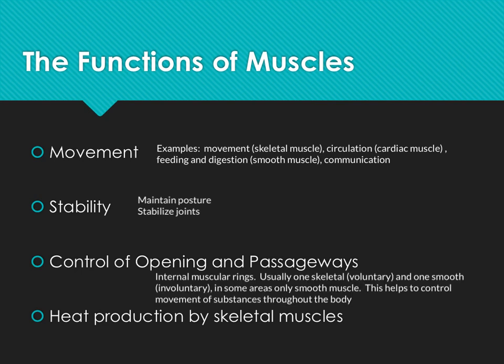Finally, we also have heat production by the skeletal muscles. When the muscles shiver, such as when we are cold, this can create as much as 85% of our body heat. So when we are cold and our muscles start to contract and create that shivering, the energy that's used for that allows for heat to be created in order to warm us up, acting as a negative feedback system.